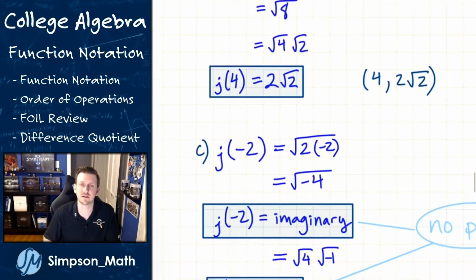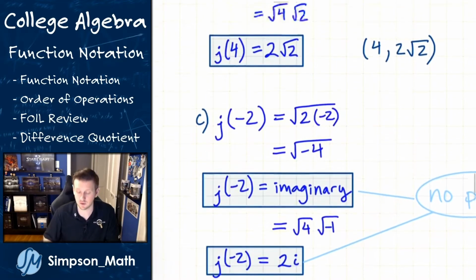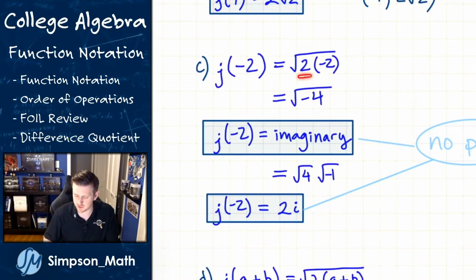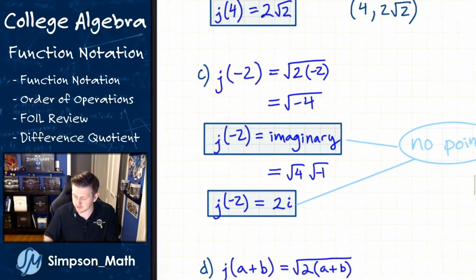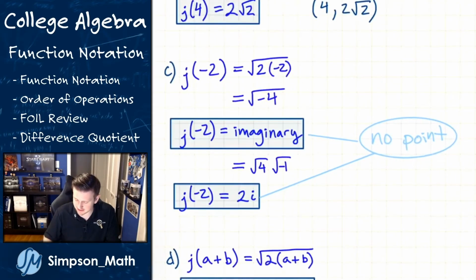All right, so let's look at plugging in a negative 2. If I plug in a negative 2, we end up with 2 times negative 2, which is negative 4. And what number can I multiply by itself that gets me negative 4? There's not a real number that I can multiply by itself to get negative 4. So there's a few things here. At the end of the day, there is no actual point that I could graph that would make this work, nothing real, at least, on a real coordinate grid.